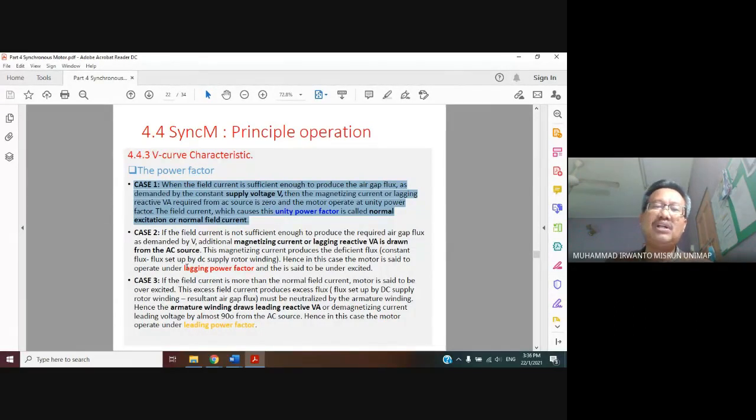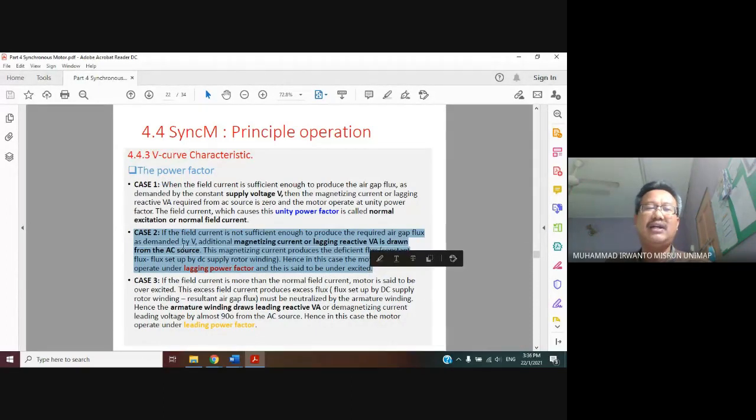And then for the lagging power factor condition, case 2: if the field current is not sufficient to produce the required air gap flux as demanded by V, additional magnetizing current or lagging reactive power is drawn from the AC source. This condition we can call the under-excited, lagging power factor.